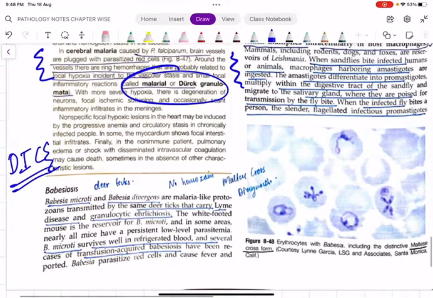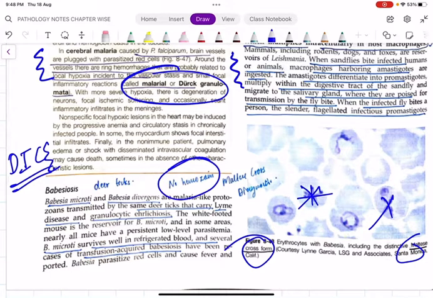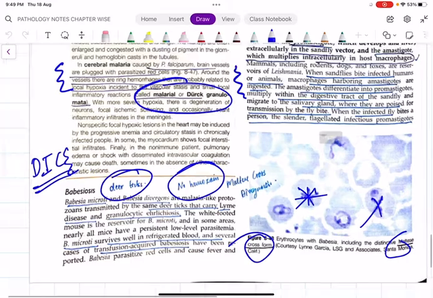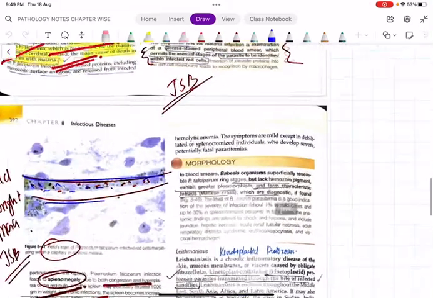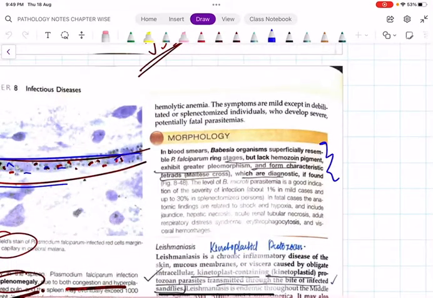Then a word about babesiosis. In babesiosis, you can see the organism in the form of a characteristic Maltese cross. What is this called? Maltese cross appearance. There are no hemozoin pigments. It is most commonly caused by Babesia microti and Babesia divergens. Ticks, not mosquitoes, are the vectors, and there is no hemozoin pigmentation, whereas in malaria, you can see hemozoin pigment. That is how you have to differentiate babesiosis from malaria.